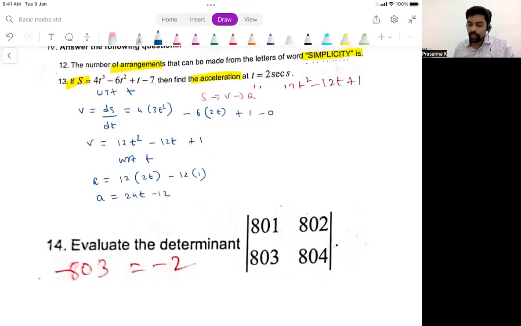Now we need to find out acceleration after 2 seconds. Look at the question here. When time is equal to 2 seconds, in place of time, I will substitute 2. So I will get 24 into 2 minus 12. If I do that, I will get 36 units square per second because we differentiated twice. So write units square here. Okay.